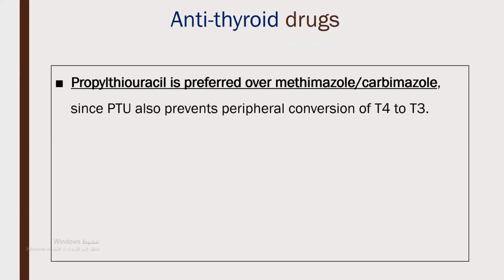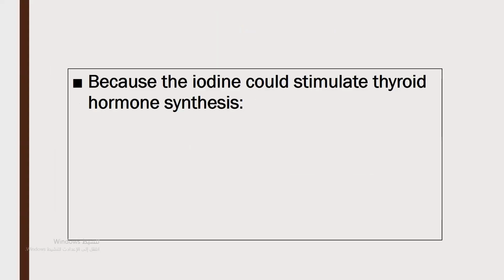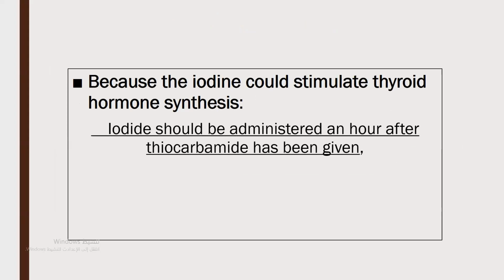Among antithyroid drugs, propylthiouracil is preferred over methimazole and carbimazole, since PTU also prevents the conversion of T4 to T3 as we mentioned. So this is the advantage present in PTU but not in methimazole and carbimazole. In case of stomach distension, vomiting, or severe heart failure, medication can be given by intravenous or rectal route. Sometimes you can use a rectal preparation as a suppository if there are severe GI symptoms. Because the iodine could stimulate thyroid hormone synthesis, iodide should be administered an hour after thionamide has been given.